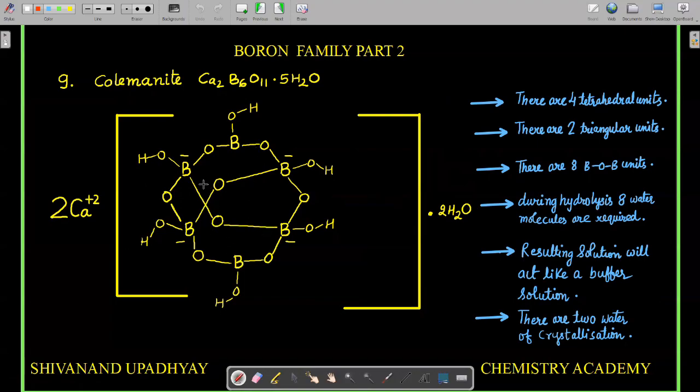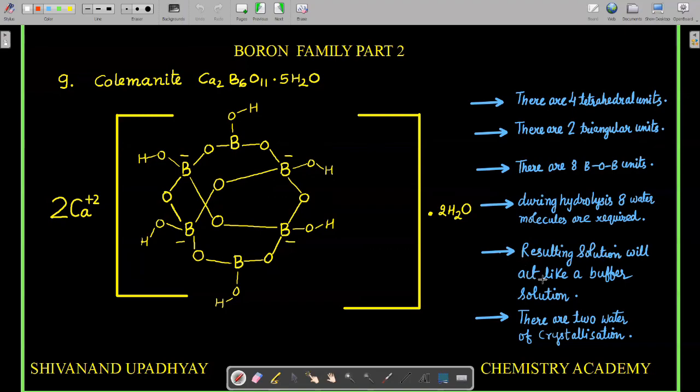When we do hydrolysis, we count how many BOB bonds are there. So 6 are in this and these 2, 8 BOB bonds are there. So when this anion will hydrolyze, 8 water molecules are required, and due to hydrolysis there is formation of 2 triangular units. The ones here will be triangular units and the negative ones will be tetrahedral units. So 4 tetrahedral units and 2 triangular units are there in this colemanite. There are 4 tetrahedral units, there are 2 triangular units, there are 8 BOB bonds. During hydrolysis, 8 water molecules are required.